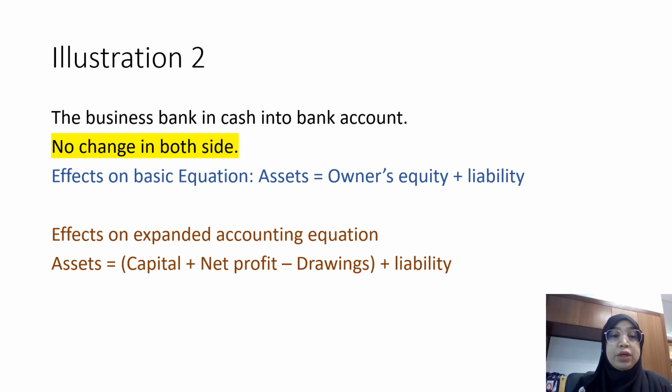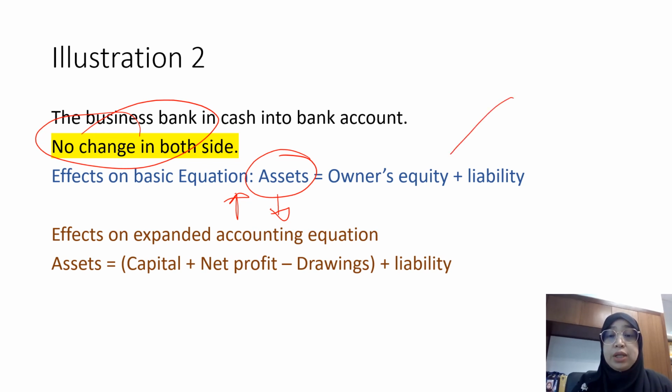Okay, now let's look at the second illustration. Let's say the business banks in cash into the bank account. When you bank in cash into the bank account, that means your cash account decreases, but the bank account increases. Both cash and bank accounts are examples of assets. That means only assets increase by 10,000 and decrease by 10,000. That means there is no change on both sides. Okay, no effect on the other side.